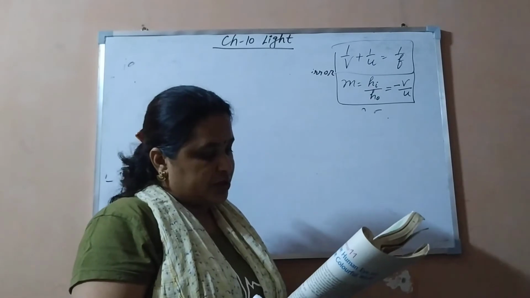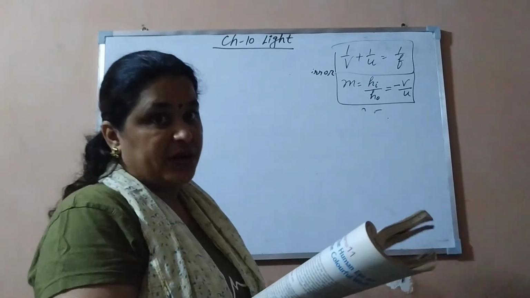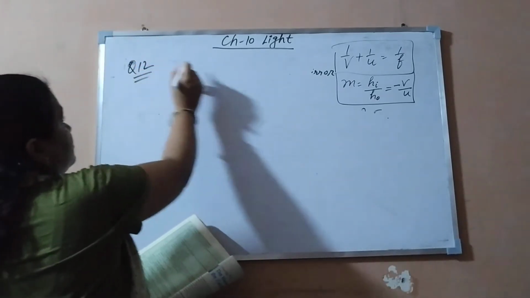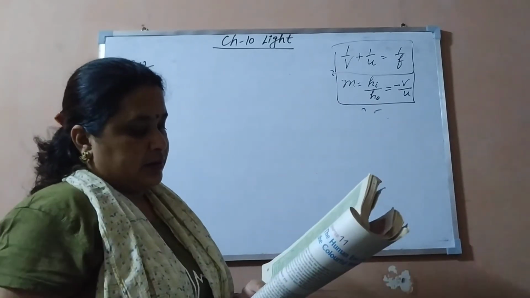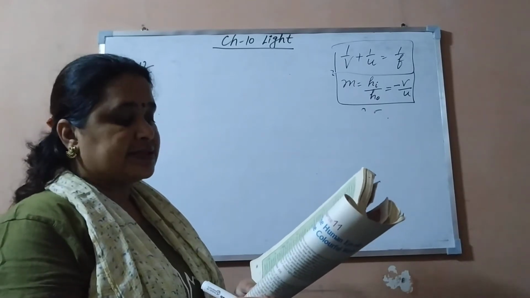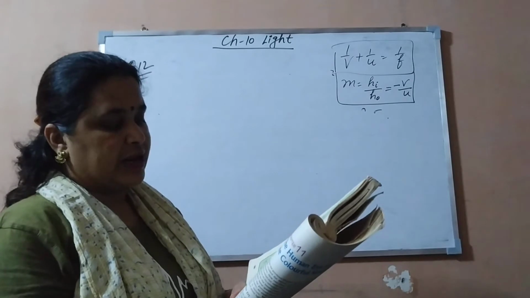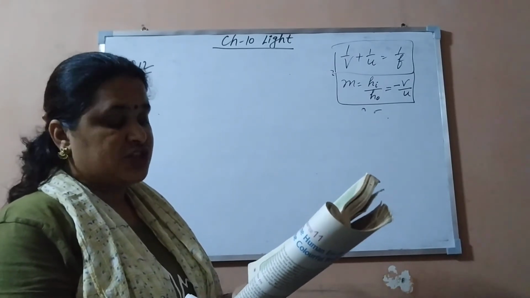Now the next question is related to numericals only. That is question number 12. The questions are related to lenses and mirrors. So question number 12, what is that? This is really a numerical. Let's see: an object is placed at a distance of 10 cm from a convex mirror of focal length 15 cm. Find the position and nature of the image.